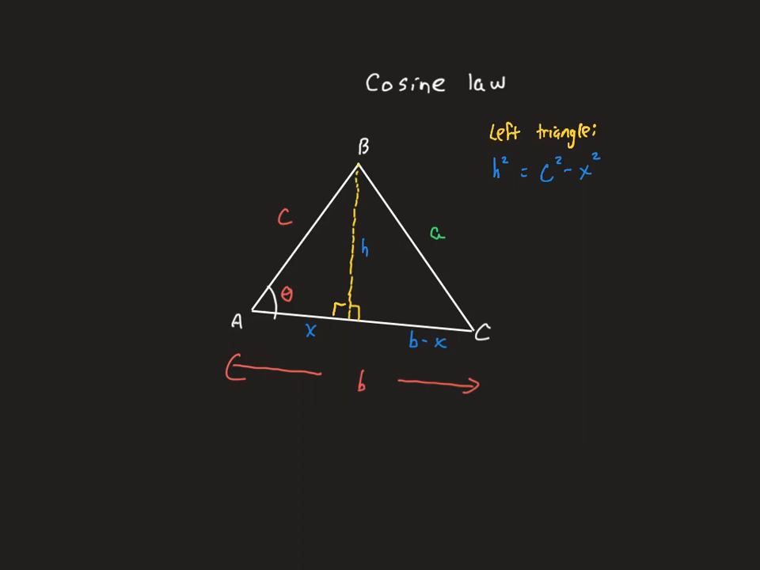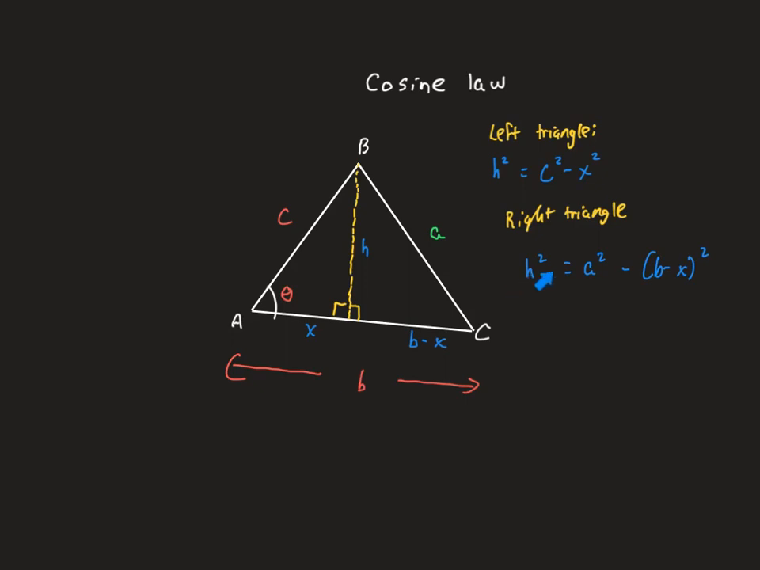Okay? And in my right triangle, so when I say right, left, I mean this is my left one, this is my right one. If I want to find out what a is, I can rearrange that as well. I can say h squared is equal to a squared minus (b minus x) squared. So now I have two equations, and I have two unknowns, so I have a system of equations. So I can use substitution here to solve for this.